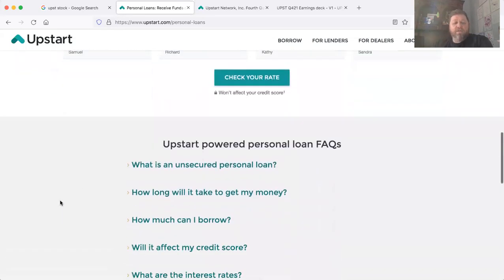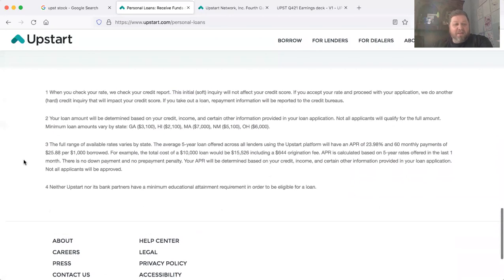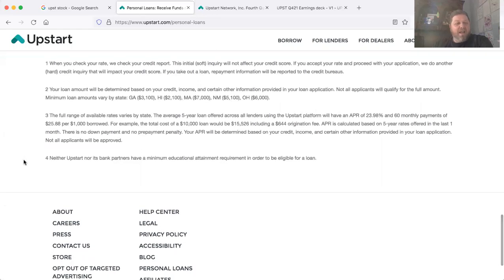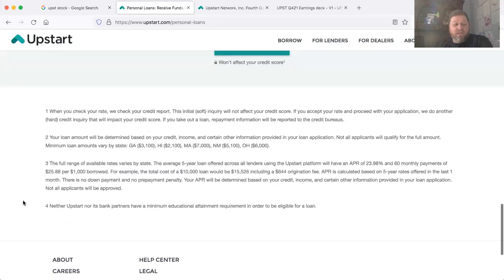But the one thing I still was looking for was, what are the actual rates? And this is where I finally started to come across them. This is sort of a funny thing. So the full range, this is down here in the little section where you've got to really go and read the details. The full range of available rates varies by state. The average 5-year loan offered across all lenders using the platform will have an APR of about 24% and 60-month payments of $25.88 per 1,000.